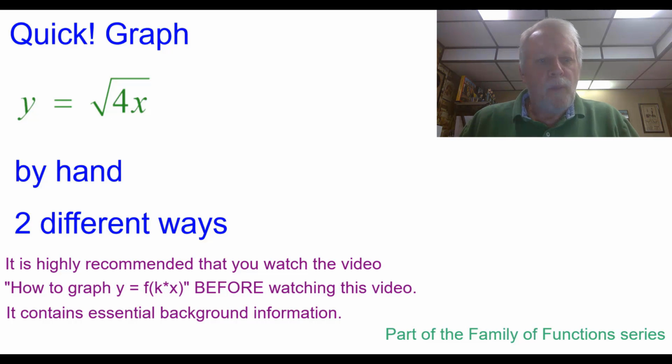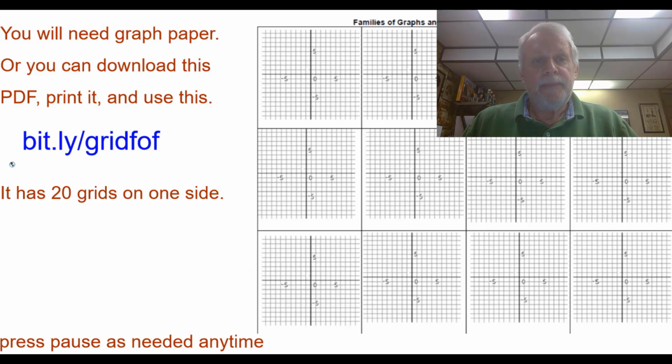Quick, graph y equals the square root of the quantity 4x by hand, two different ways. It is highly recommended you watch the video how to graph y equals f of the quantity k times x before watching this video. You will need graph paper or download this PDF and print it. Press pause as needed anytime during this video.